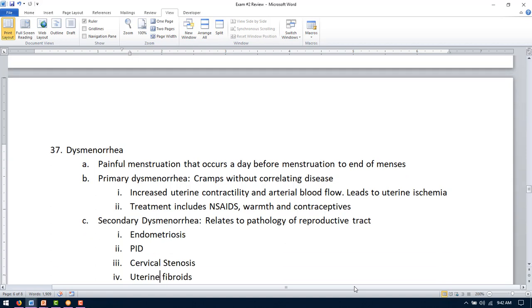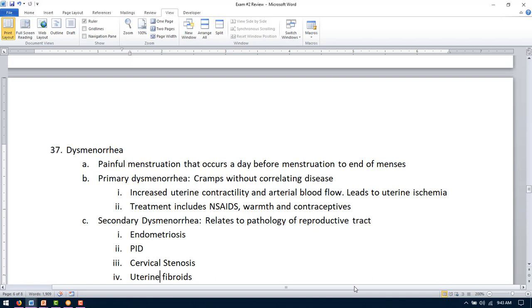Dysmenorrhea, remember this is the painful menstruation, the painful cramping. Starts the day before and goes till the end. Primary dysmenorrhea, there's no other, that's the issue. There's no other disease that's causing the cramps. And this is probably caused by the uterus being more contractile. Uterus contracts harder than normal, and decreases that arterial blood flow, so that uterus is actually experiencing ischemia and tissue death.